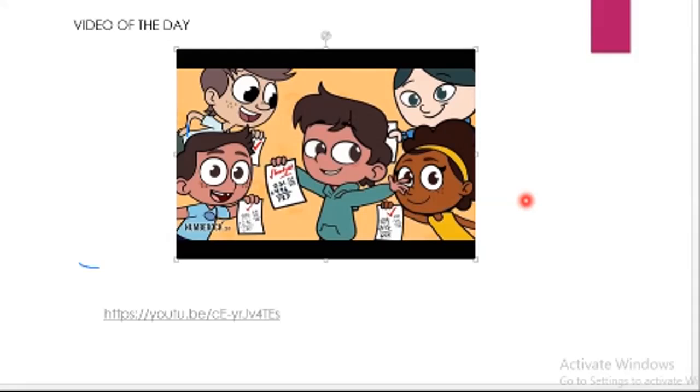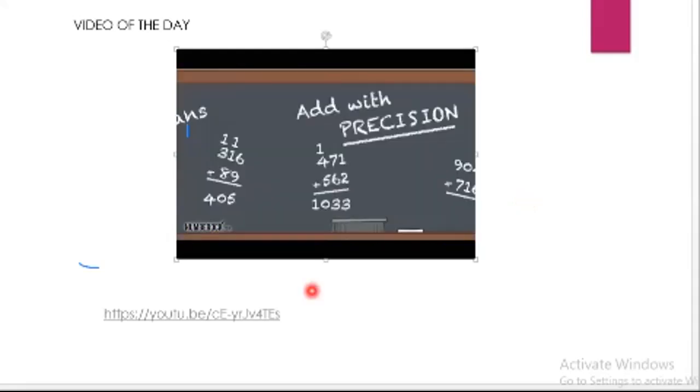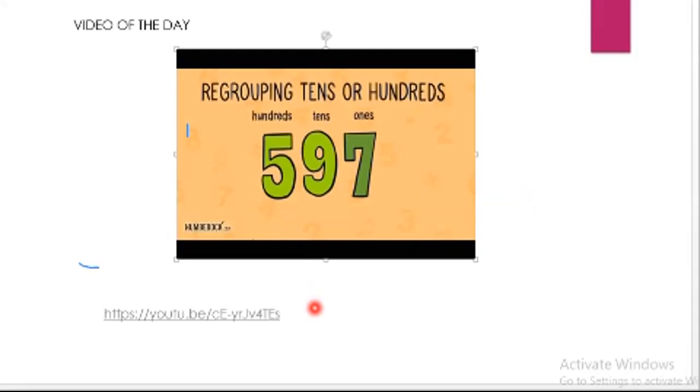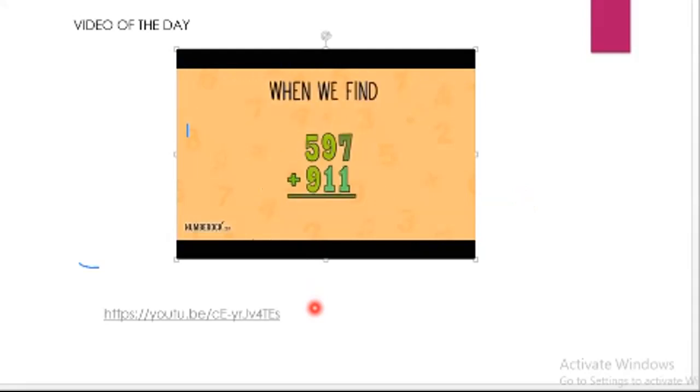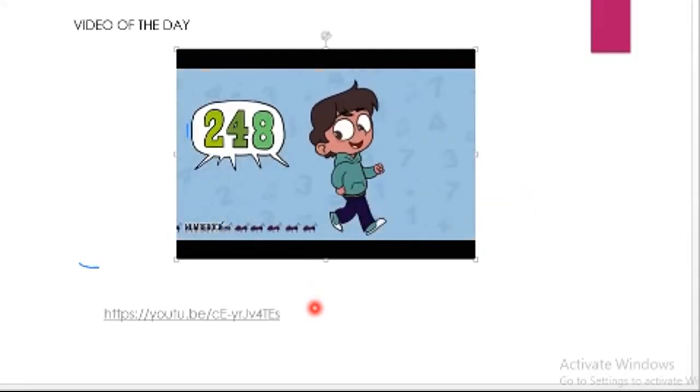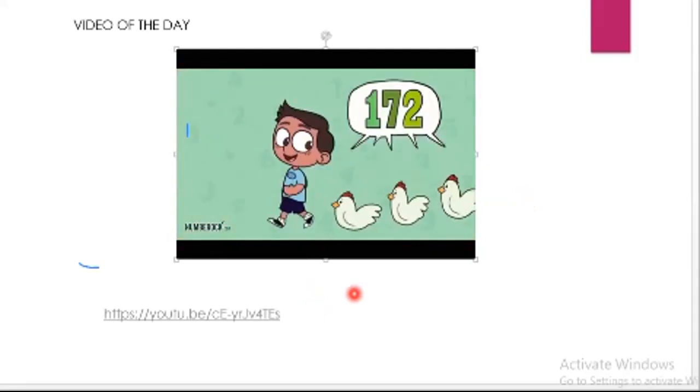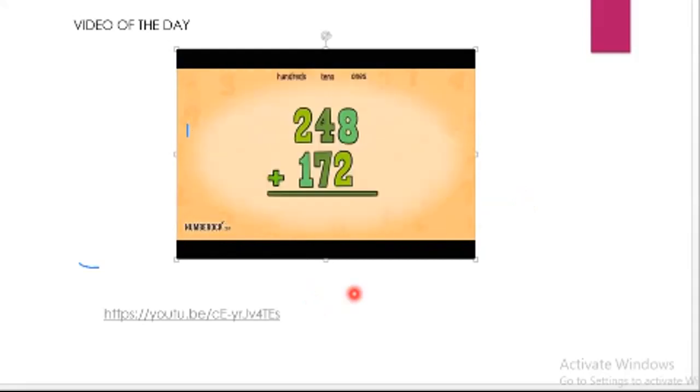We mathematicians add with precision, regrouping tens or hundreds when we find double digits in addition.